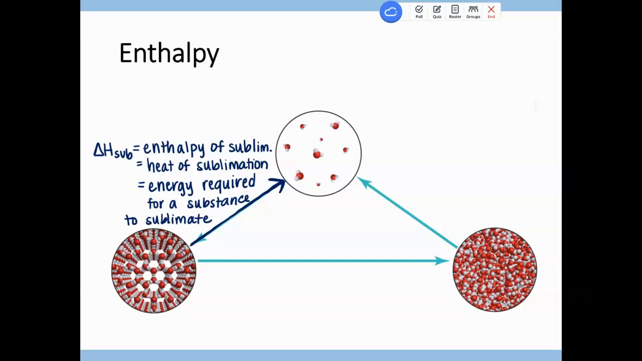For liquid to gas, remember this is vaporization. We have enthalpy, delta H, of vaporization. Sometimes called heat of vaporization. I will be using both phrases. And this is energy required for a substance to vaporize.